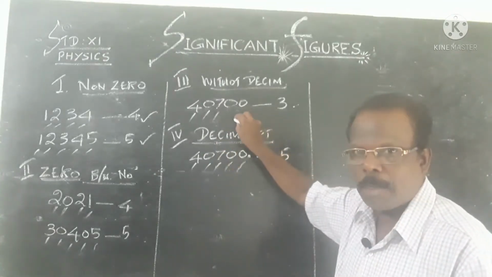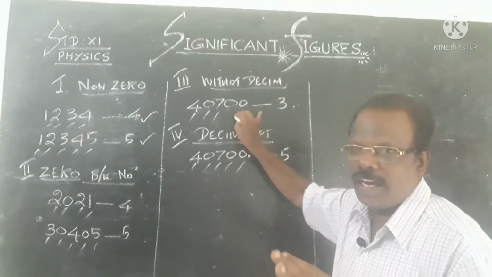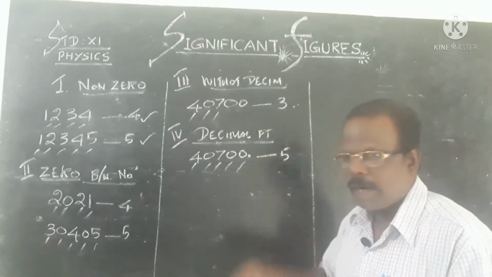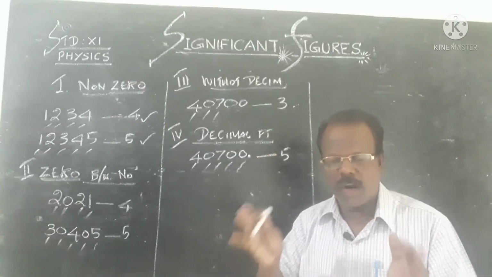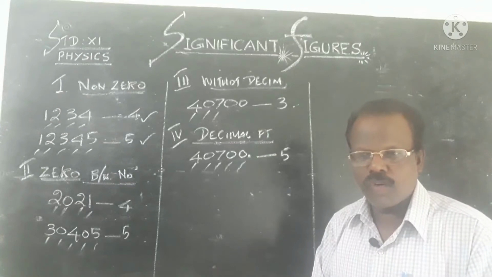Here there is no decimal point. There is no decimal point. For that reason, we should not count the last 2 zeros. Here some decimal point is there, so compulsorily you have to count that 0 also. Okay, so we have completed around 4 rules.